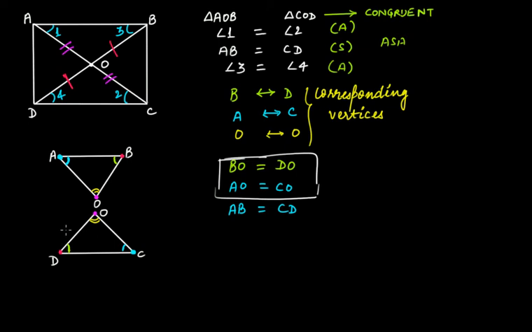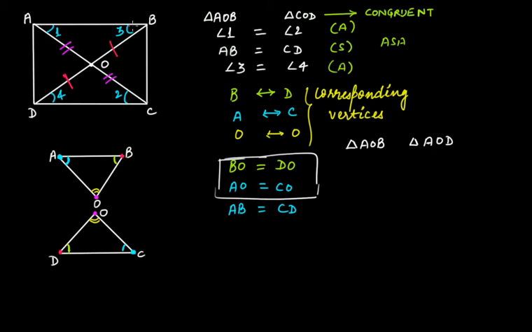Now we will prove that the two diagonals which bisect each other, they bisect actually at right angles. Okay. So for that, what you have to do is you have to take triangle AOB and triangle AOD. Triangle AOB and triangle AOD.